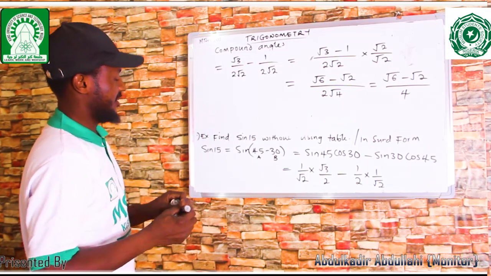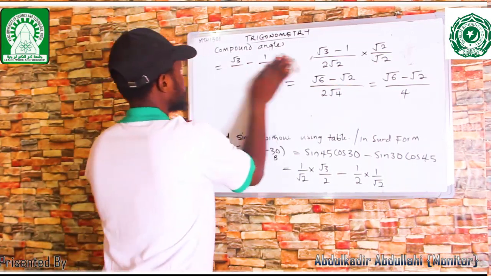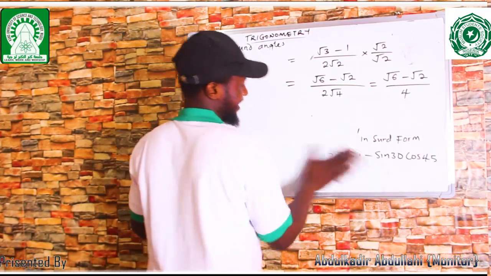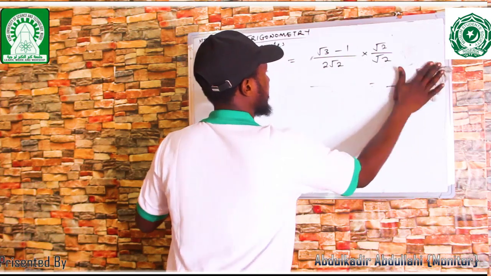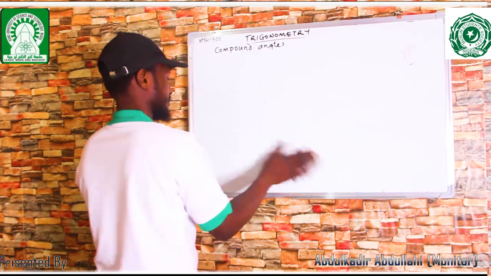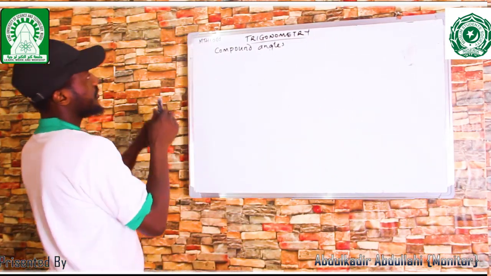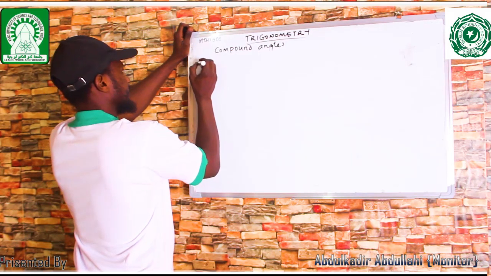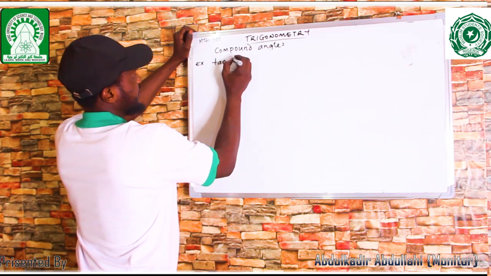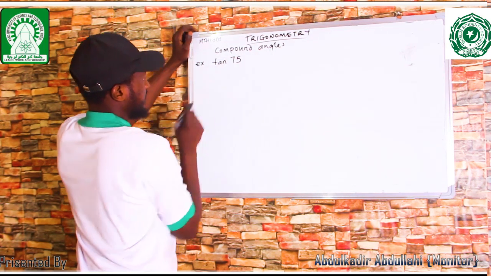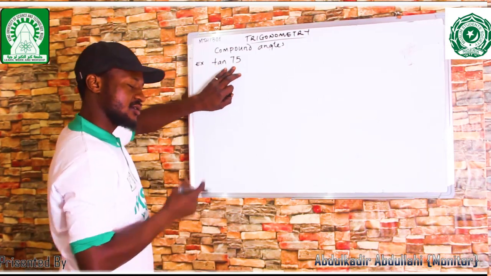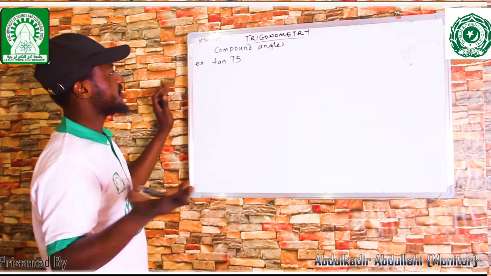Let's see one more example. Let's use tan to see how we simplify tan. Another example. Let's evaluate tan 75. 75 is also in the first quadrant, but it's not a special angle.